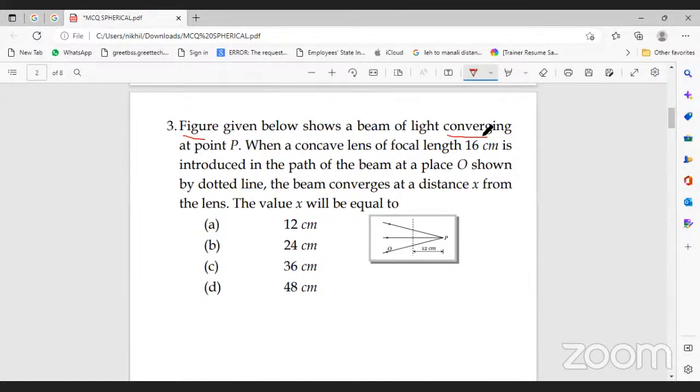So convex. Convex lens, sir. Yeah, convex lens. Now, there is one more lens, that is a concave lens of focal length 16 centimeters, introduced in the path of the beam at a place O. Somewhere here they have placed the concave lens, shown by this dotted line, which is at a distance x from the lens. What will be the value of x?